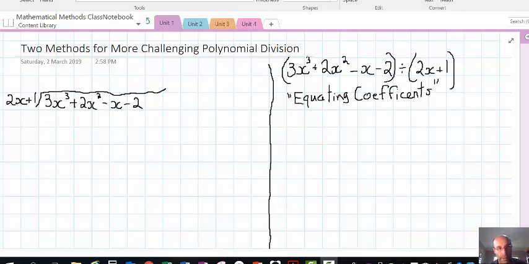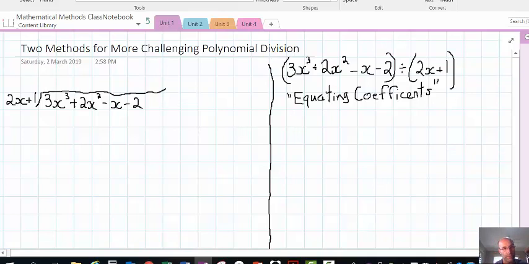The aim of this video is to master more challenging polynomial division, and we're going to look at two methods for these ones that might be a little bit harder to do. You can see that we've got two columns here. On the left first, we're going to do it in the way we've looked at in the previous video, the division of two polynomials, and on the right hand side we're going to look at something called equating coefficients. So you get to choose which method you prefer. They yield obviously the same result.